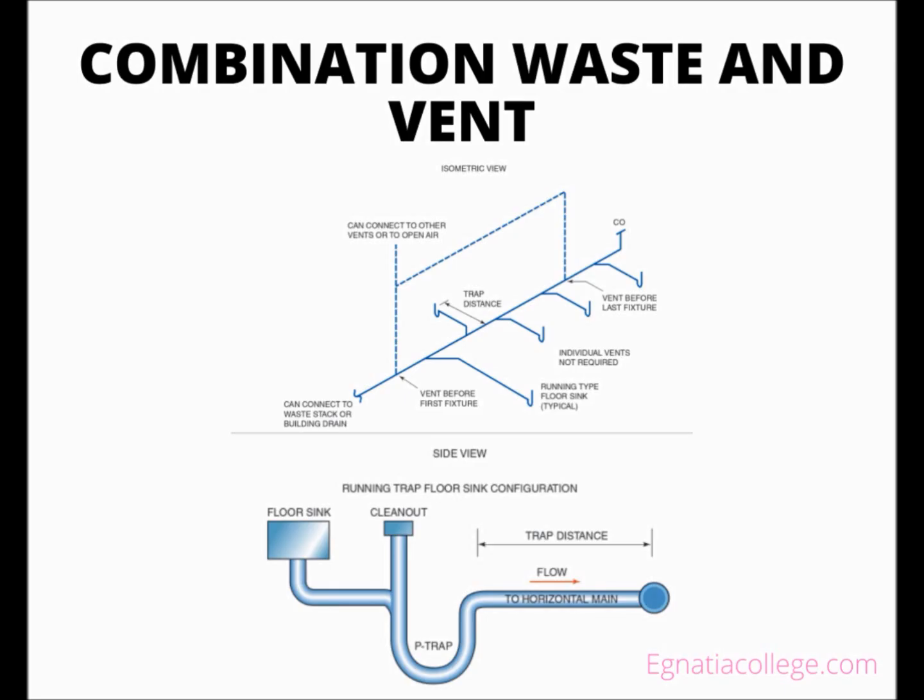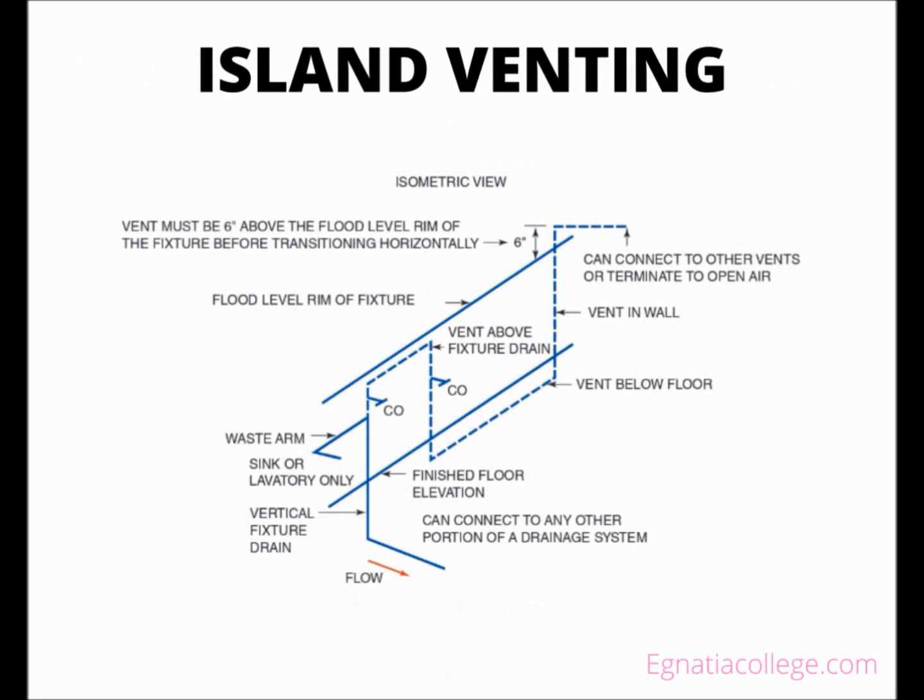This distance of the trap from the horizontal drain is known as the trap distance and is the same distance allowable as for conventional drainage and vent systems discussed earlier in this chapter. Most plumbing license exams contain questions about combination waste and vent systems.